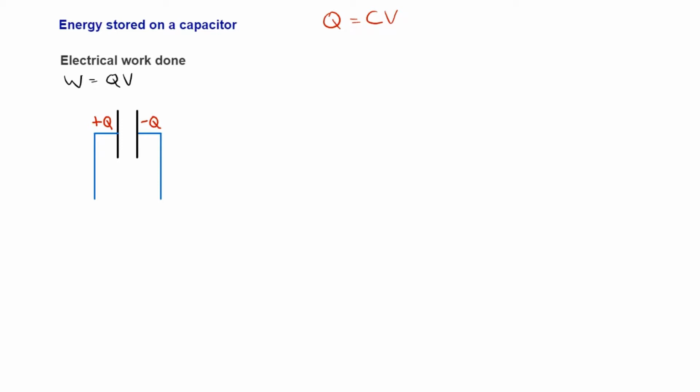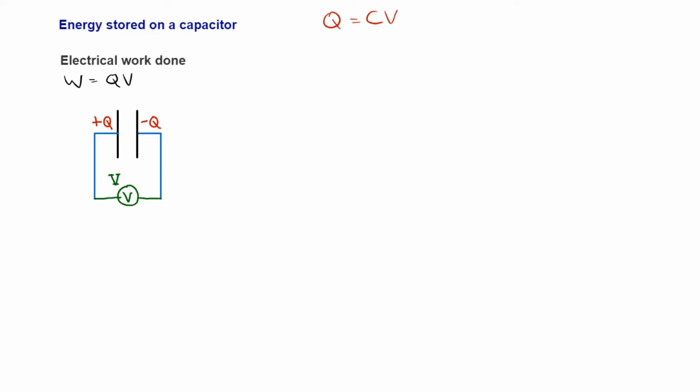And we know that at that moment there will be a potential difference between the plates. And so I could put a voltmeter here. And at that moment in time it would read whatever the EMF of the power supply was. So let's say that was big V, capital V.